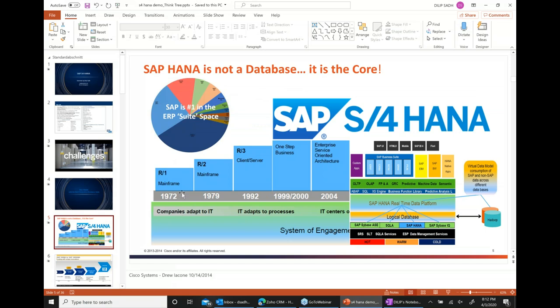Then, I was mentioning that SAP started in 1972, which came with SAP R1, which used to be called Release 1 or R1. Then it came in R2.